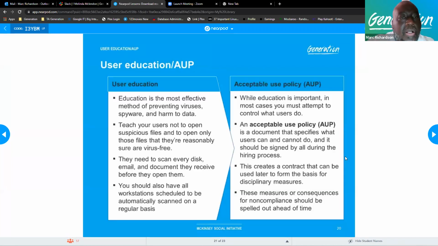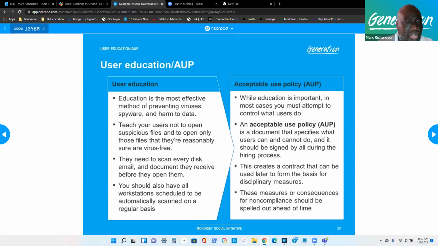Okay. User education and acceptable use policy. User education is the most effective method of preventing viruses, spyware, and harm to data. Teach users not to open suspicious files and to open only those files they are reasonably sure are virus-free. They need to scan every disk, email, and document they receive before they open them. You should also have workstations scheduled to be automatically scanned on a regular basis.